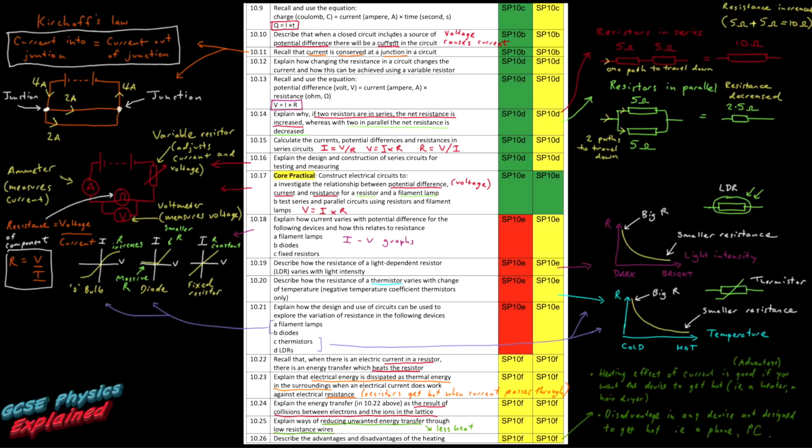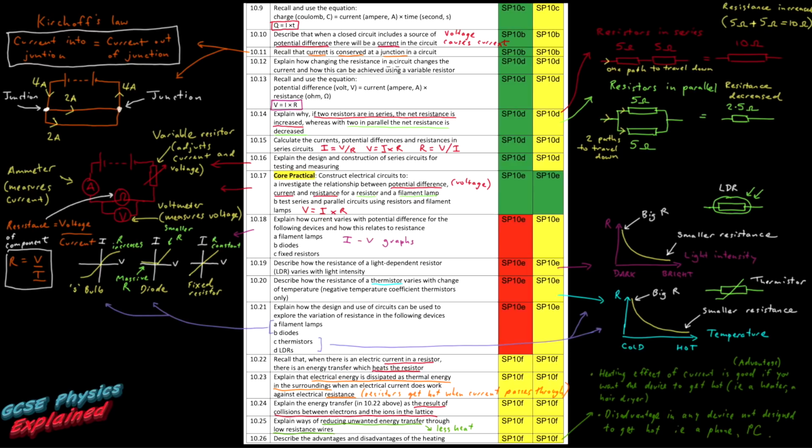Describe that when a closed circuit includes a source of potential difference, there will be a current in the circuit. In other words, voltage causes current. Recall that current is conserved at a junction in a circuit. That's Kirchhoff's law, which basically means what goes in must come out. So the current that goes into the junction, 4 amps is going in, basically 4 amps needs to come out. There's another junction here, 2 amps is going in, 2 amps is going in, so that's 4 amps in total, so 4 amps needs to come out.